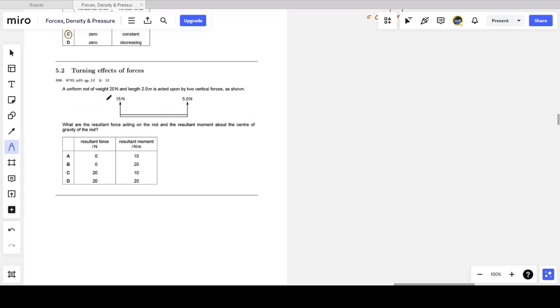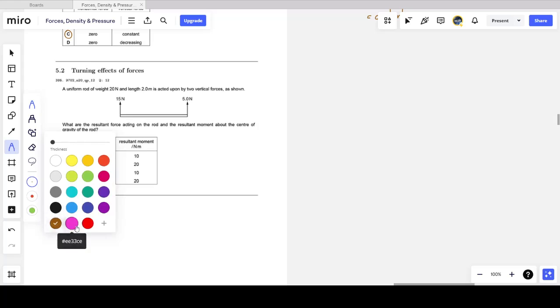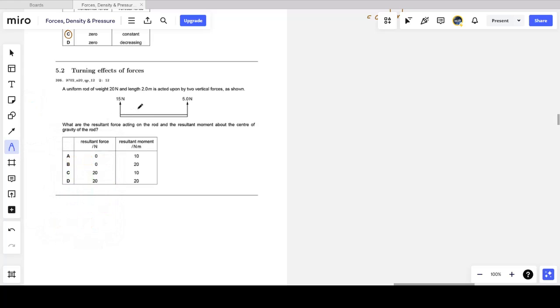Now we're moving on to the turning effects of forces. The next question is 386. It comes from the March 2020 exam, question paper 1, variant 2, and it's question 12 from that paper. We are told that a uniform rod of weight 20 newtons and length 2 meters is acted upon by 2 vertical forces as shown. What are the resultant force acting on the rod and the resultant moment about the center of gravity of the rod?